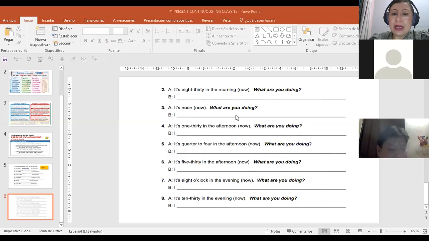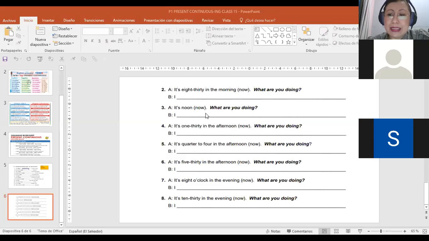So, when it says, what are you doing now? Es porque estamos en ese momento, right now, en ese preciso momento. ¿Qué está ocurriendo? So, I would like to ask if there's a couple of volunteers. Me gustaría preguntar si hay un par de voluntarios que quieran presentar una o dos de las pequeñas conversaciones que están ahí. So, who wants to start? La primera persona pregunta y luego alguien más responde, ¿sí? Por ejemplo, 8:30 in the morning now, what are you doing? Y la otra persona responde lo que está haciendo, ¿verdad?